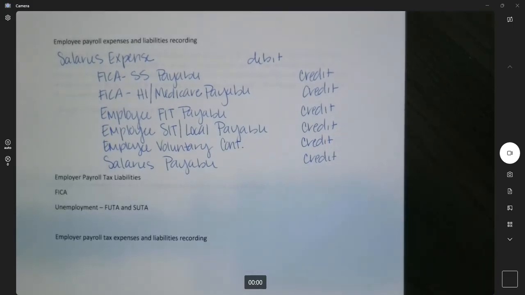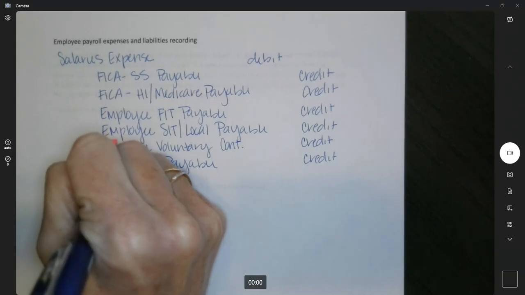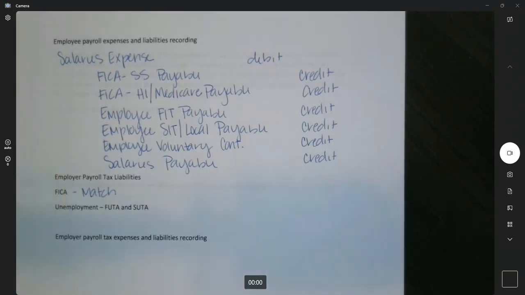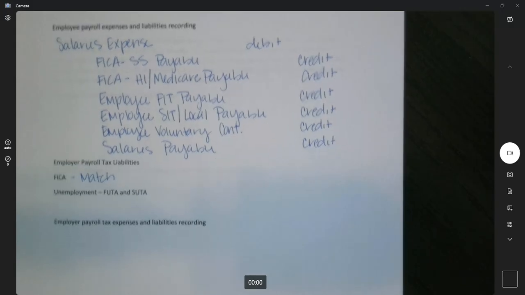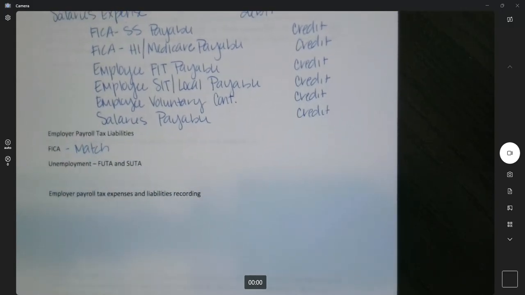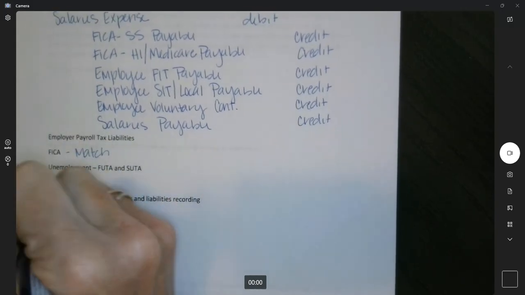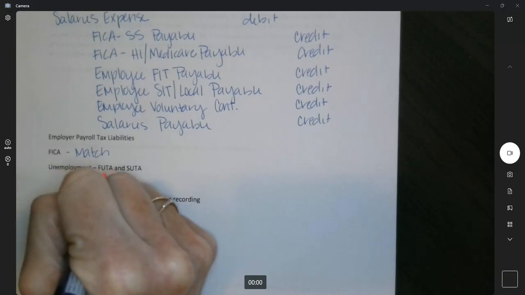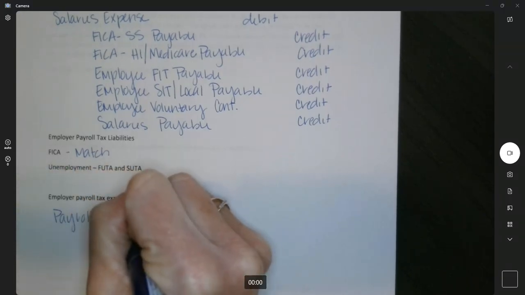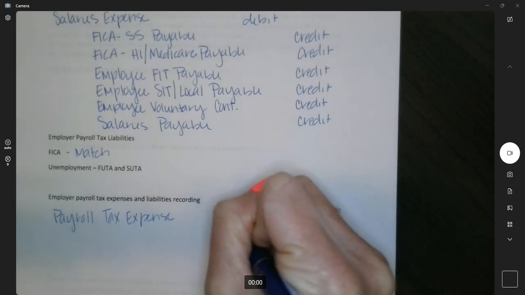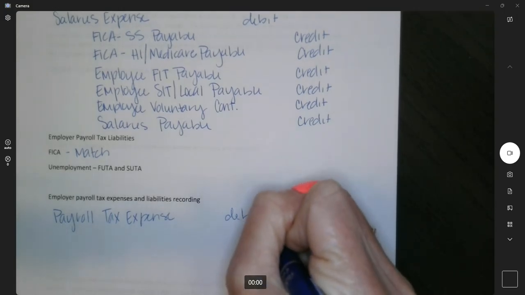When it comes to employers, they also have some payroll tax liabilities. First one is they're going to do a FICA match. And then they also are responsible for unemployment, which includes federal unemployment tax and state unemployment tax, or as you'll hear them called, FUTA and SUTA. Now, the employer payroll tax expenses and liabilities recording is typically going to look like this: a debit to payroll tax expense, and it will be the total of all the credits.